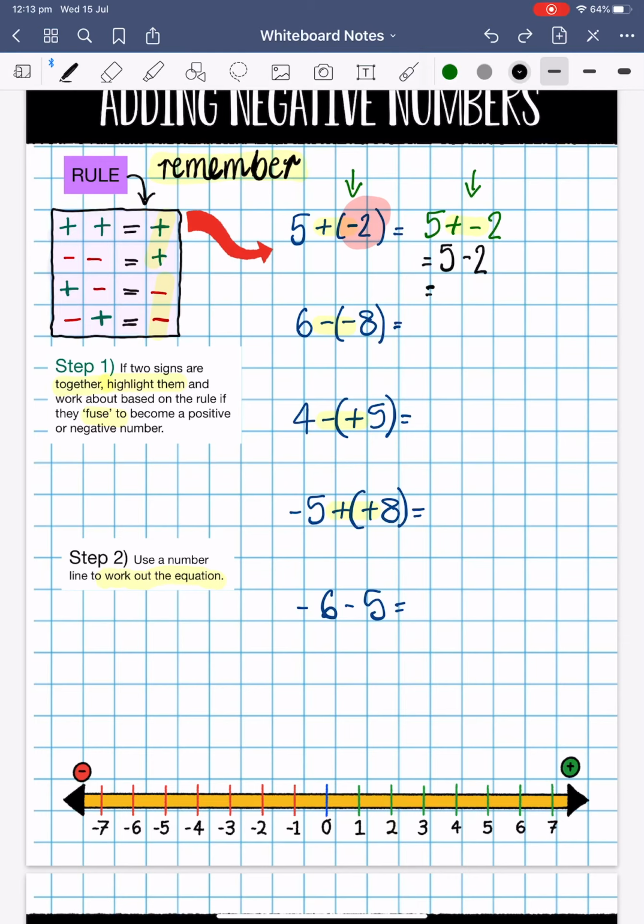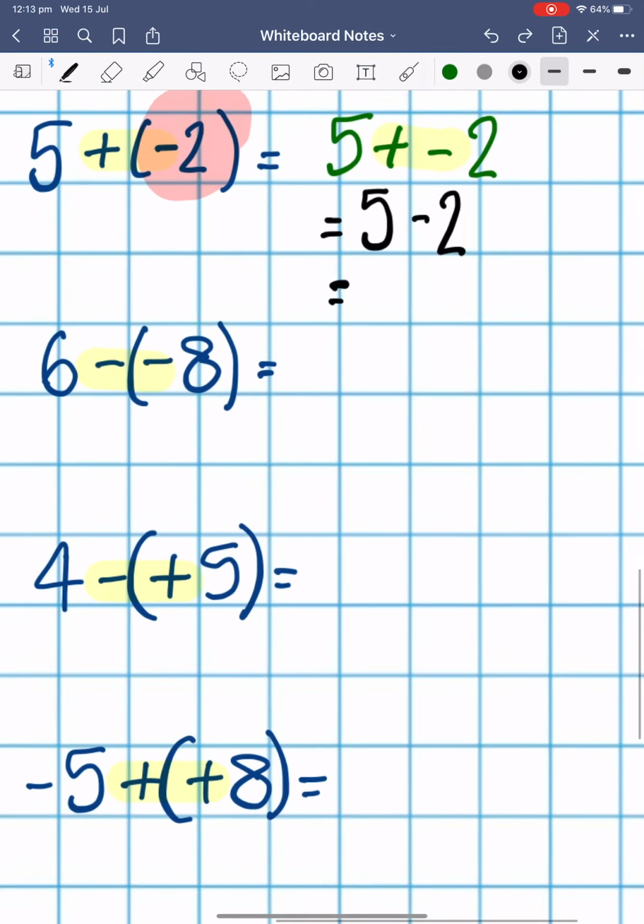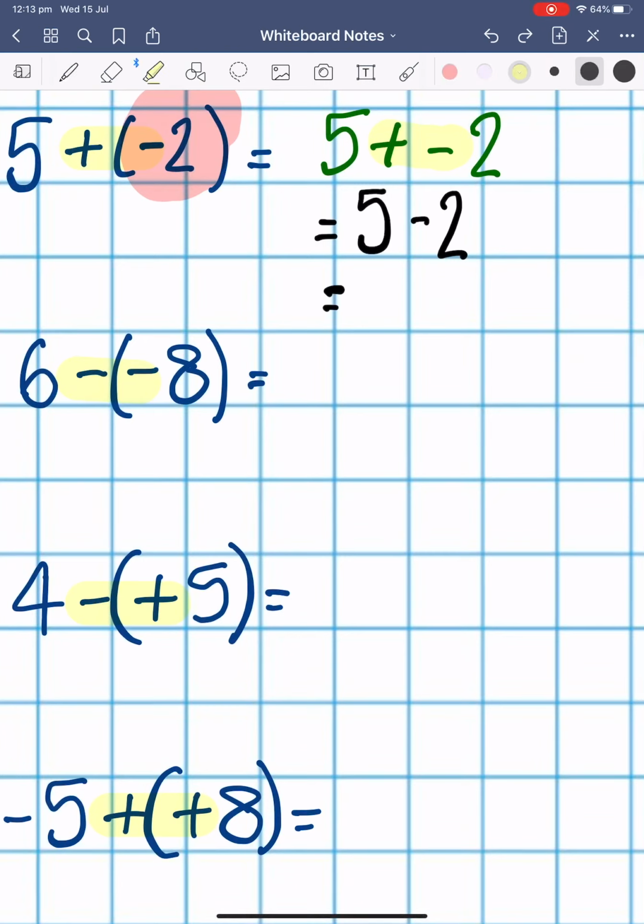Now there's two ways I like to think about this. What you can think, I have $5 in my bank account. I take away, because there's a minus, $2. How much do I have? You should say 3, okay?